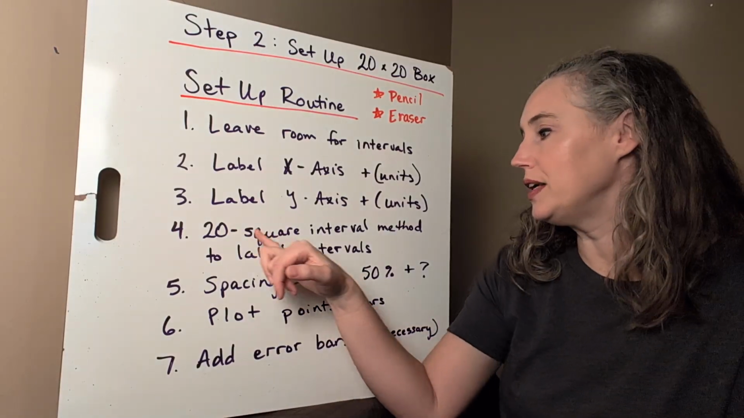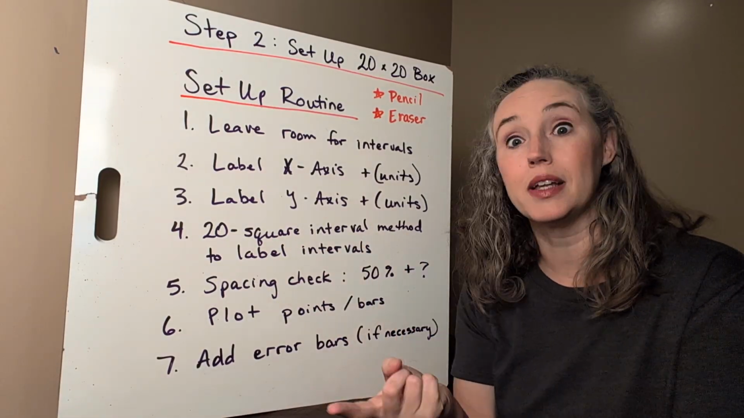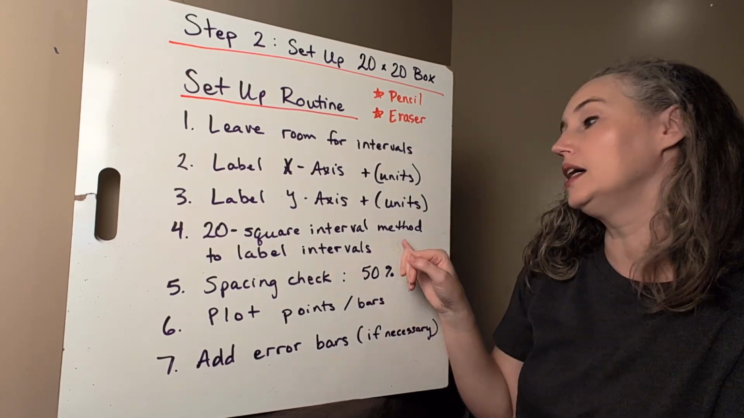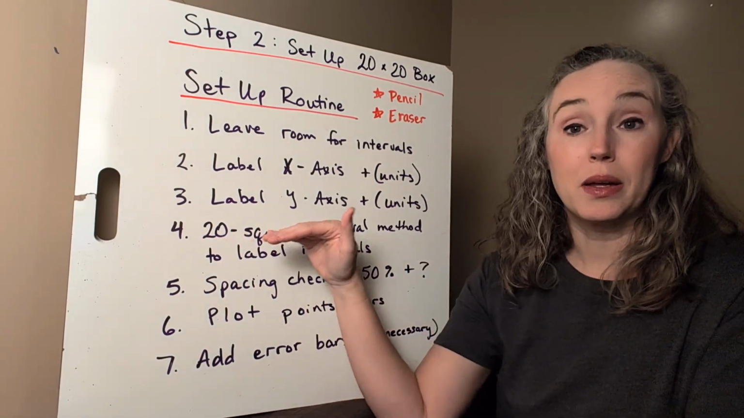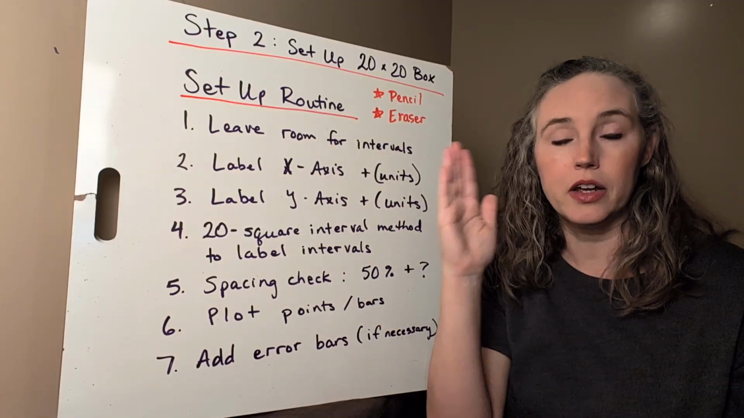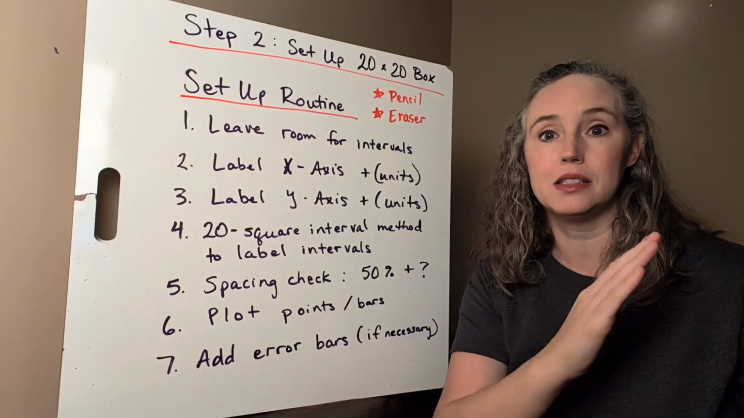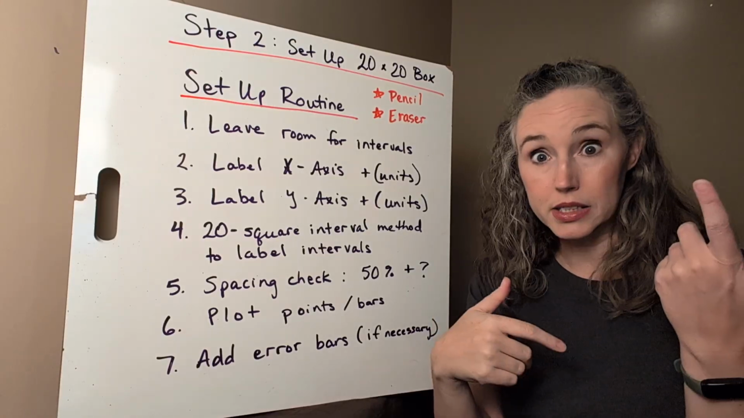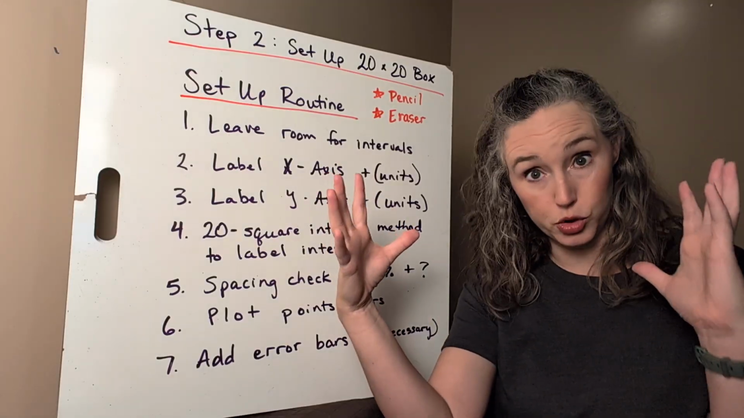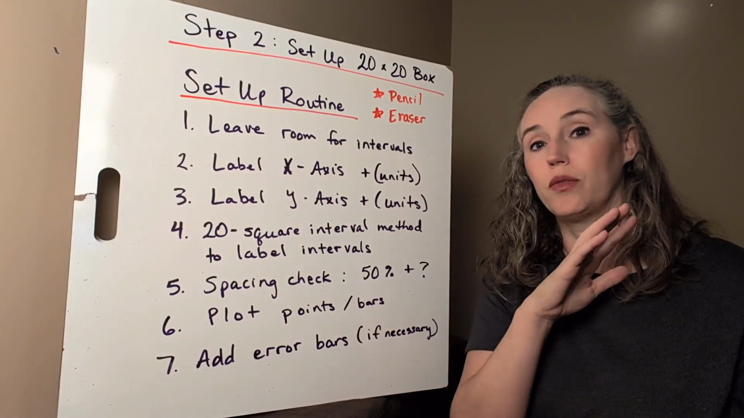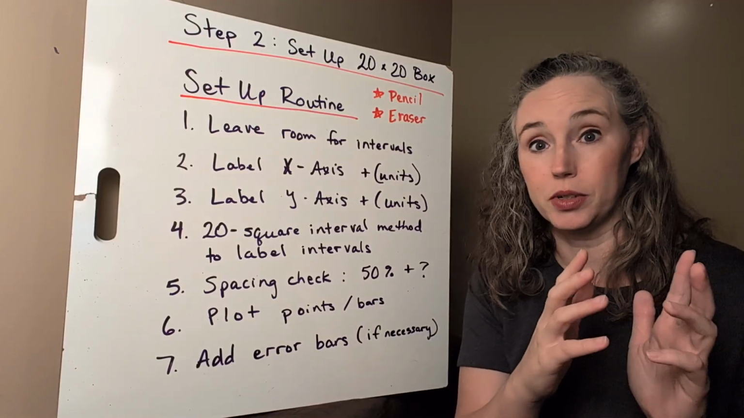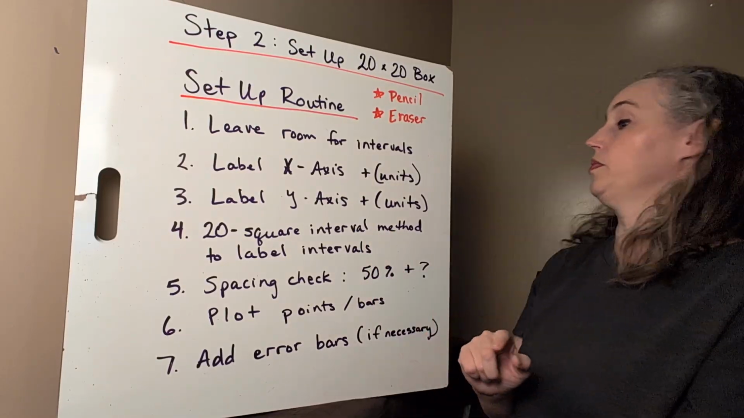Then you're going to use the 20 square interval method that I introduced in the video just before this one. Check out that up here, okay, to help you label your intervals. And again, we're going for clean intervals, easy math, something that's easy to both read and write and not accidentally skip numbers, and that will take up the majority of the space, between 50 to 100%. Again, our target range is like 70 to 90% of the space in the graph area.